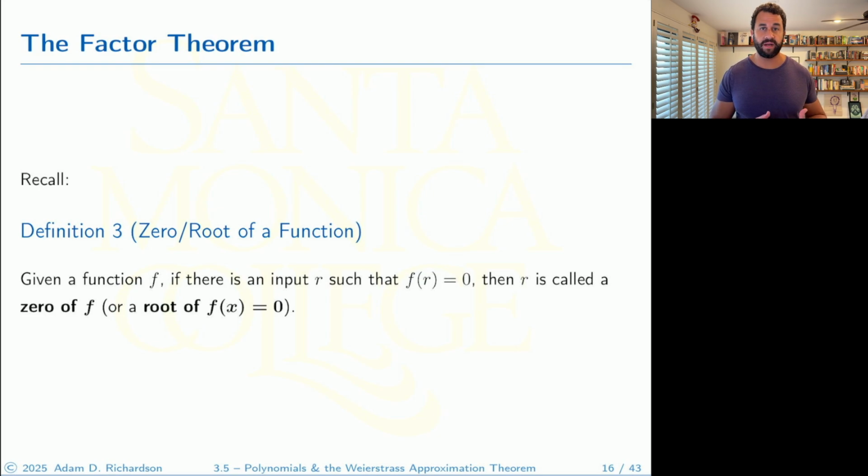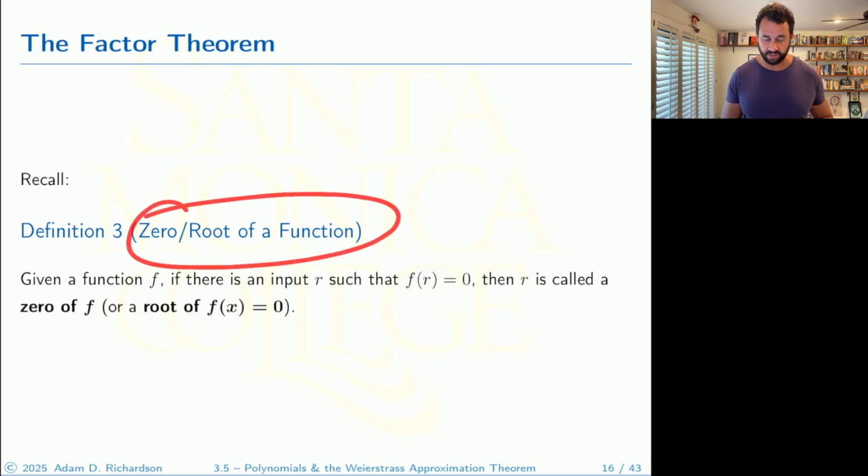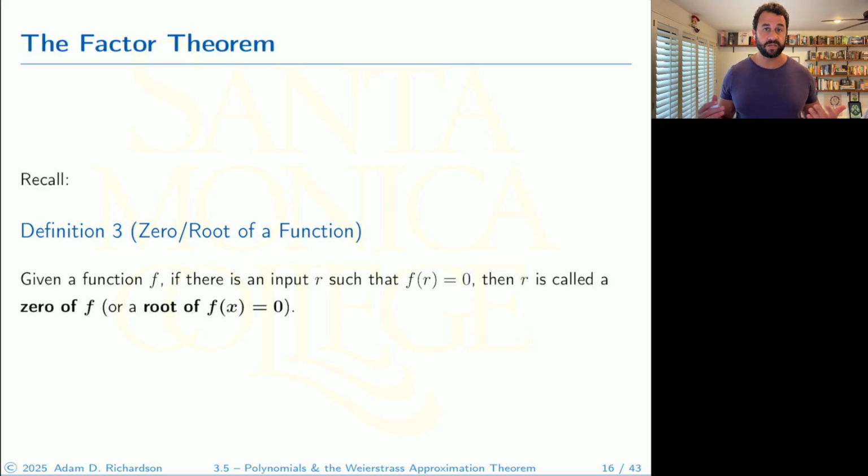So one thing I've got to remind you about is the definition of a zero of a function or the root of an equation. If we're given a function f, and there is an input r such that f of r equals 0, then we call r a zero of the function or a root of that equation.